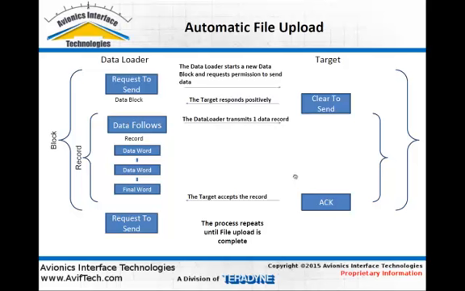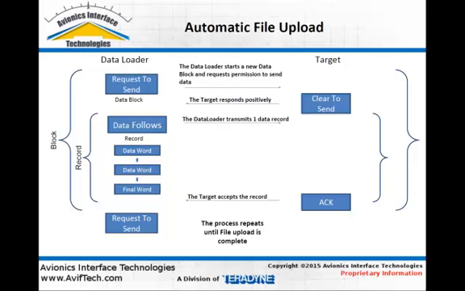What the automatic file upload would look like on the ARINC 429 bus is shown here. The first thing that happens when the user selects and starts an upload is the data loader will send a request to send message. This is a 32-bit ARINC 429 label busword. The data loader will send the request to send repeatedly at a regular rate until he receives a response back from the target side. In this case, if the target accepted that operation, he would reply with a clear to send.